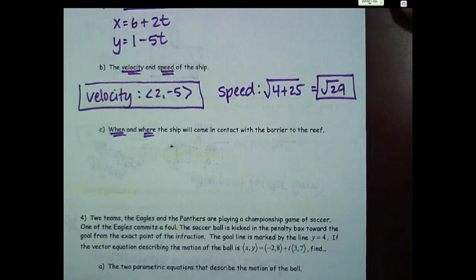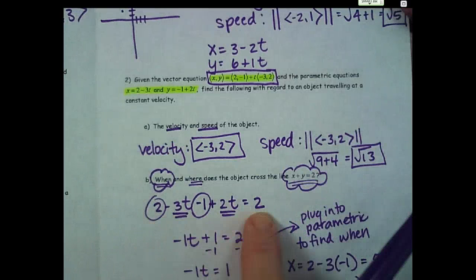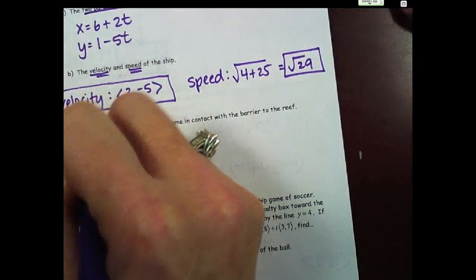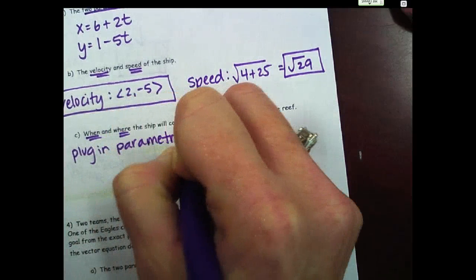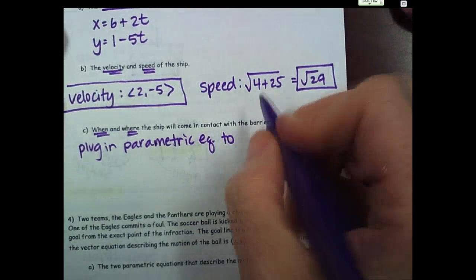Okay, this is the step where you go back and look at your notes from before. When it asked me about when and where, what did I do? You plugged in the parametric equation, right? So let's do that. If you forgot, you can write yourself a note: plug in parametric equation to the line.